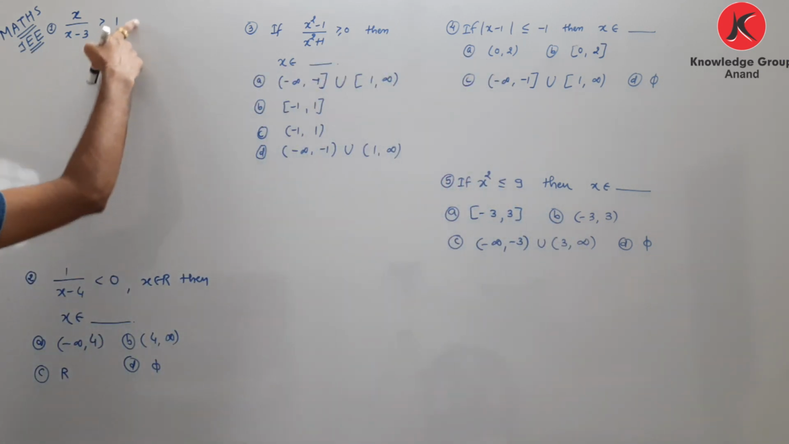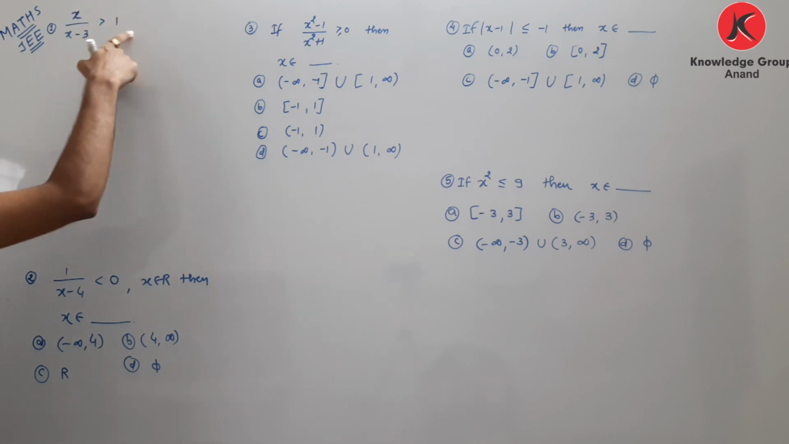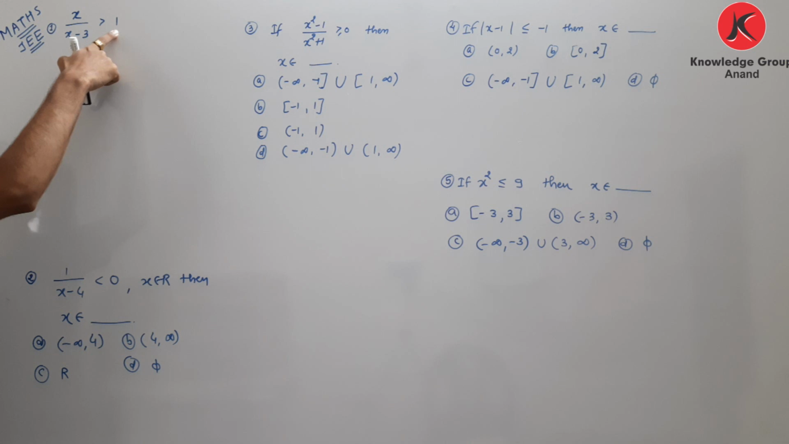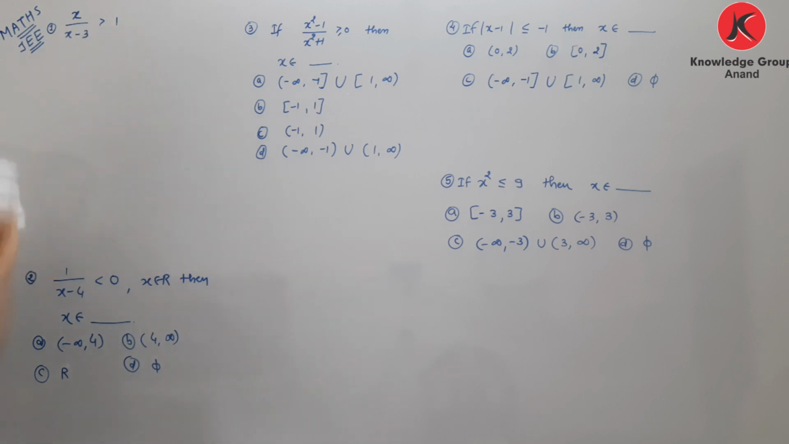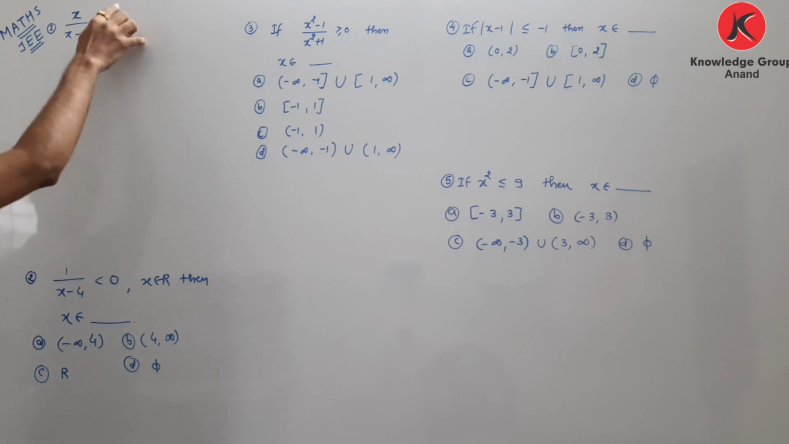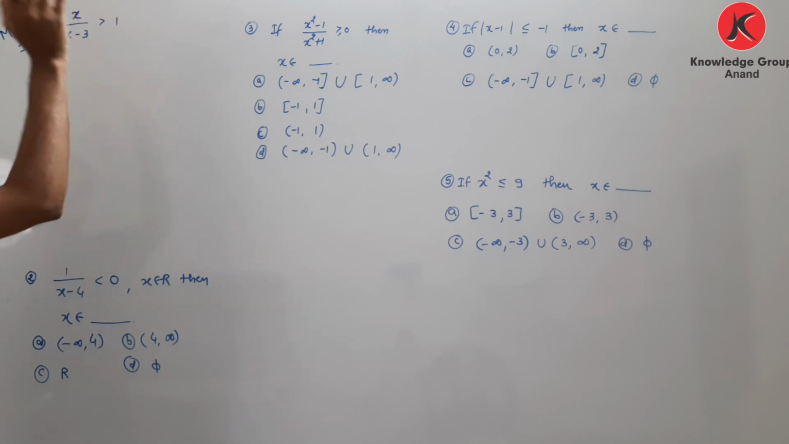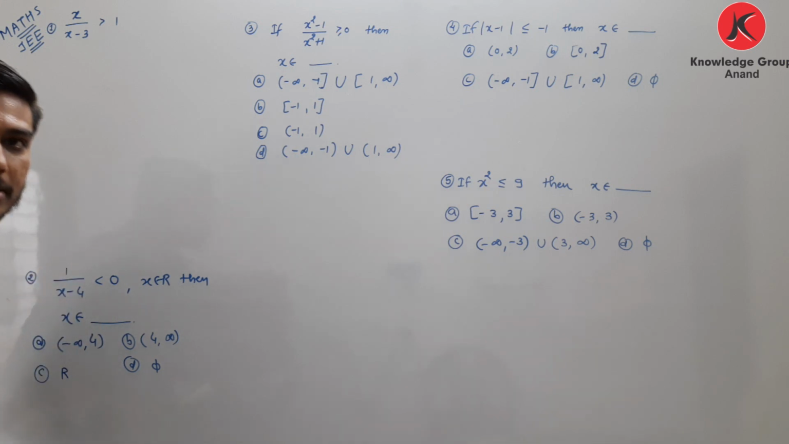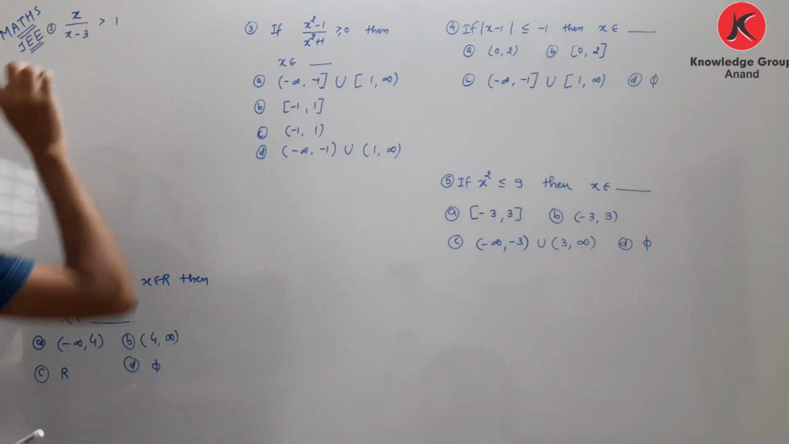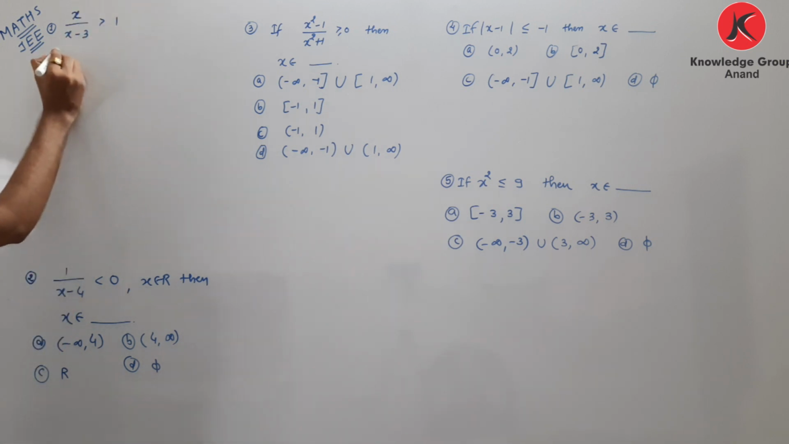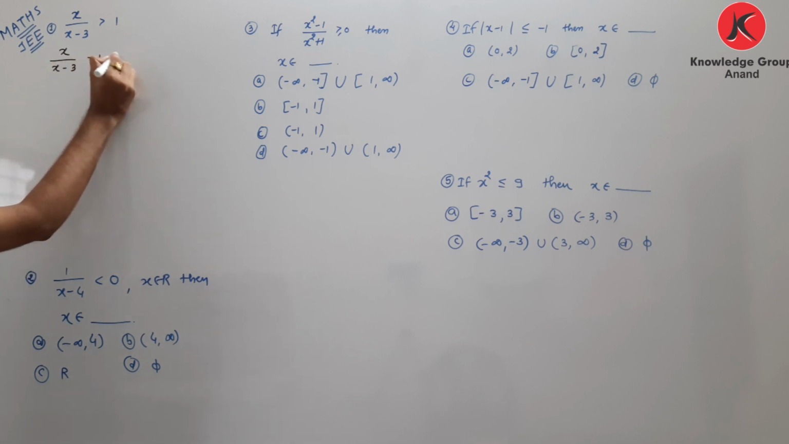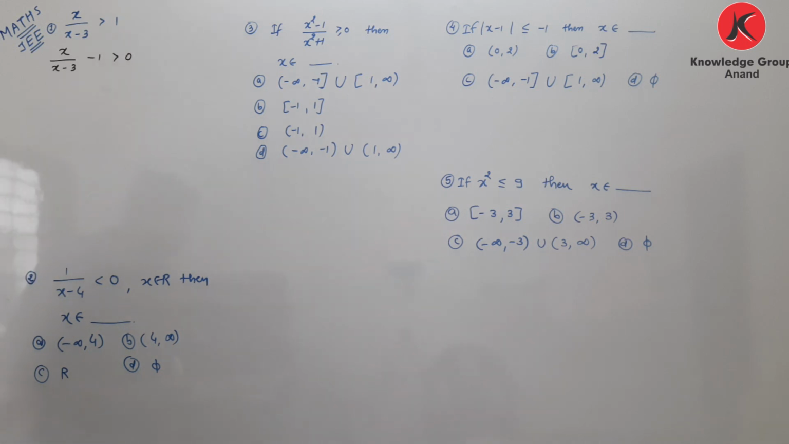See here. First of all, you have to make this term equal to 0. How can we make this equal to 0? We have to subtract 1 from both the sides. The first step is to make this term equal to 0 when there is a variable term in your denominator. Clear? Now, we subtract 1 from both the sides. Therefore, I will get x upon x minus 3 minus 1 greater than 0.